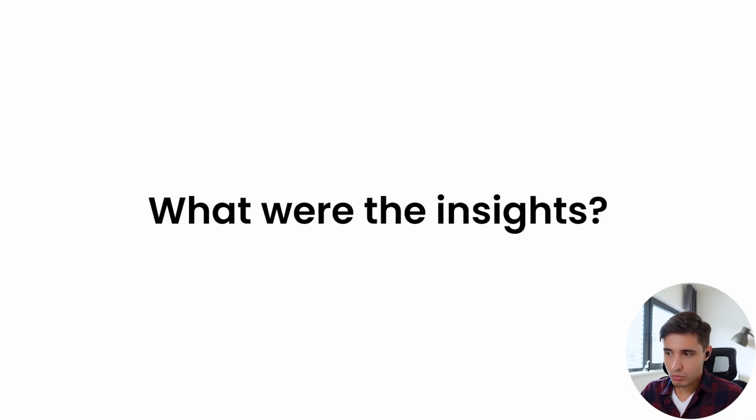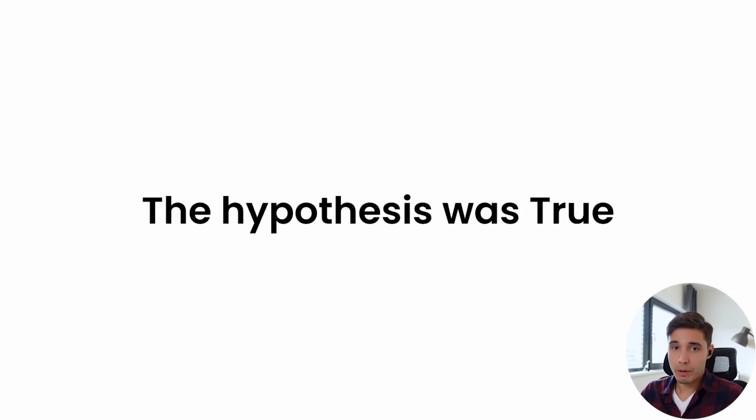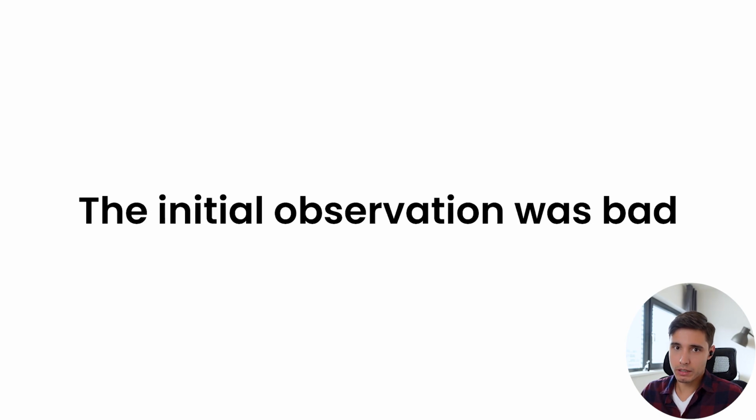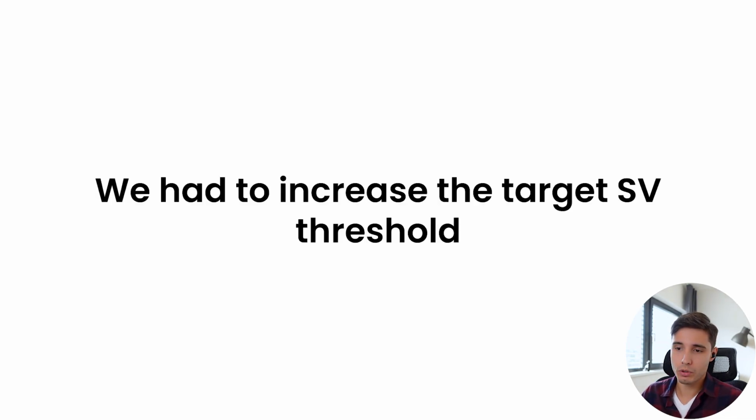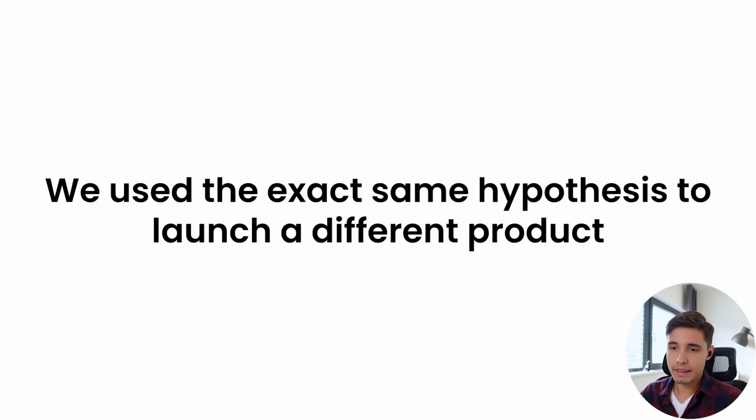So what were the insights? The hypothesis was true, but the initial observation was not. Because the search volume for the keyword we wanted to rank for was simply too low. So we were at the top, but the search volume was too low. So even though the conversion rate was good, we were not really selling that many units. So we had to adapt the observation process, the threshold for the search volume. We had to increase the minimum threshold for the search volume we would accept to launch a product. And then this is what happened.